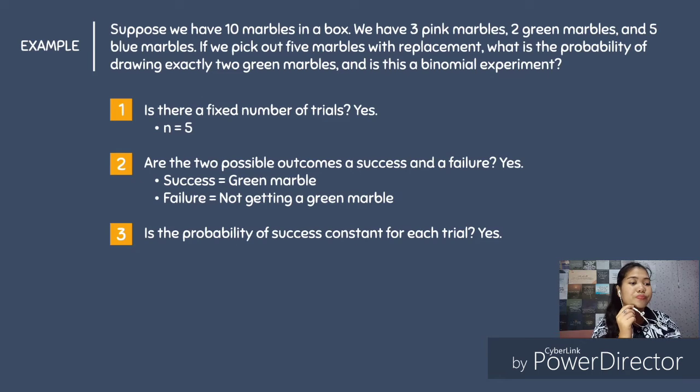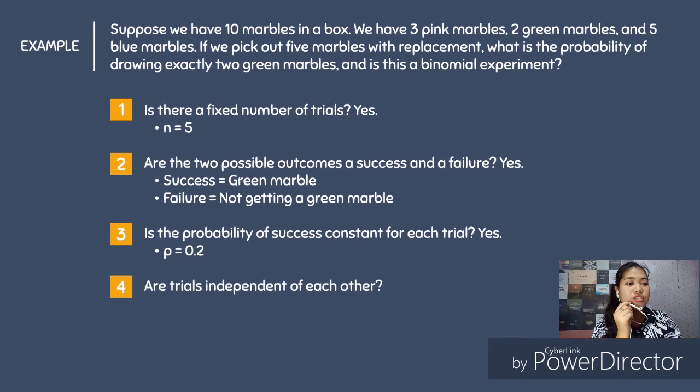In this case, the probability of success is equal to the probability of getting one green marble, which is equal to 2 over 10 or 0.2. Are trials independent of each other for the reasons mentioned previously? The answer is yes. Since all 4 conditions are satisfied, we know that this is a binomial experiment.